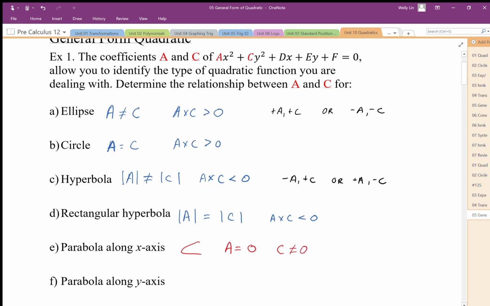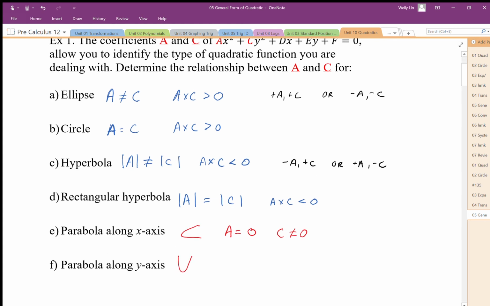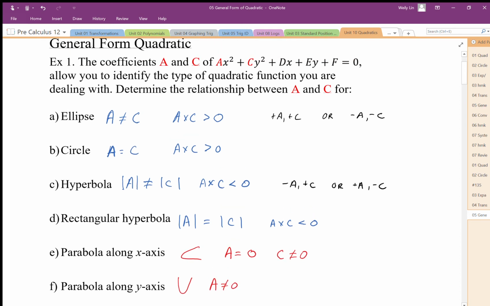Okay, so if that's the case, then we have this opening up sideways. For a parabola along the y-axis, if we want parabolas opening up this way, it's going to be the opposite. Okay, A can't be equal to 0, because we need to have an x squared term, but we can't have a y squared term, so C must be equal to 0, because we've got to get rid of that term.